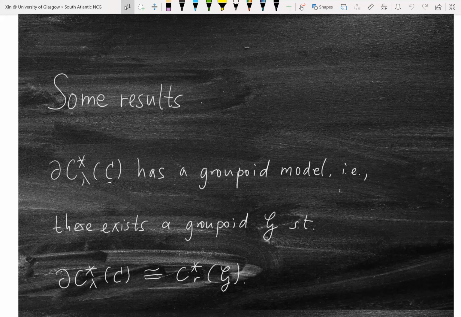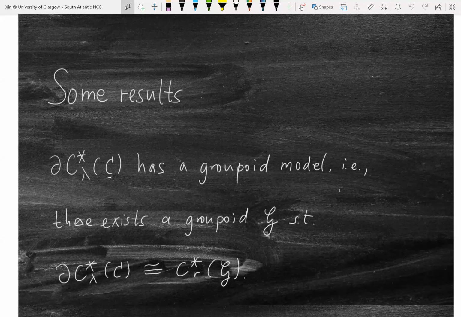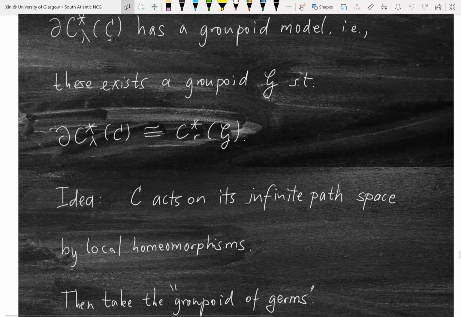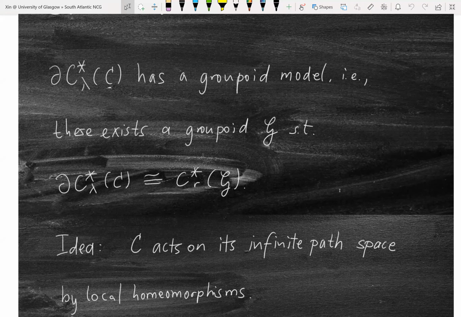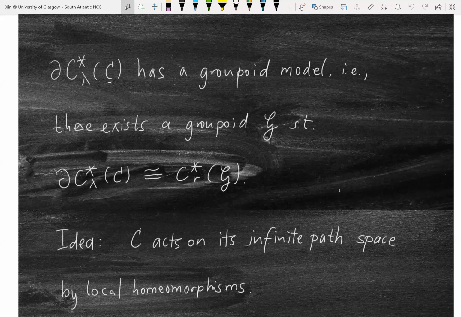And the idea is, what's a groupoid? Essentially what you do is you take the category and it has a space of infinite paths. So you look at infinite paths and it has a topology, and the category then acts by local homeomorphisms, because you can always multiply on the left some infinite paths by some element in the category, and that will give you another infinite path. So you have some sort of partial action, if you like, and you can form the groupoid of germs, and that will give you the groupoid model for these C-star algebras.